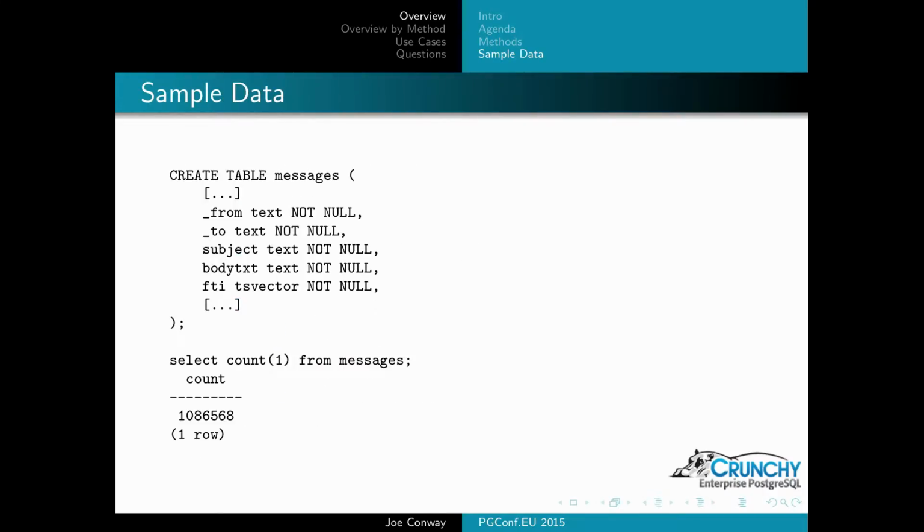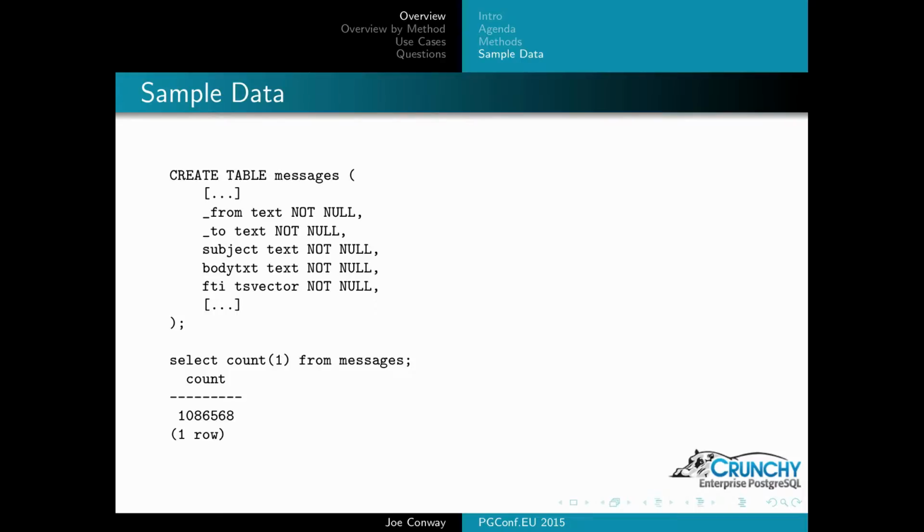The sample data used throughout this presentation is a table called messages. This is just a subset of the columns, but these are the most important ones I'm using in this example. It's basically email messages: a from, a to, a subject, a body, and then this FTI field, which is of type TS vector, which we'll talk about later, but that's used for full text search.